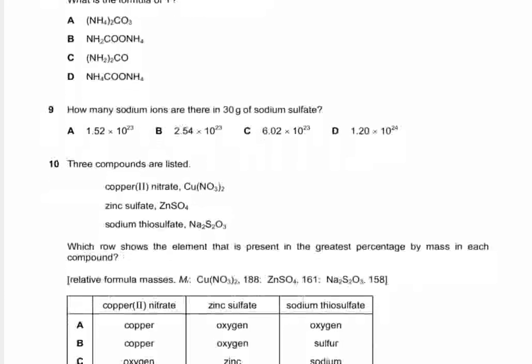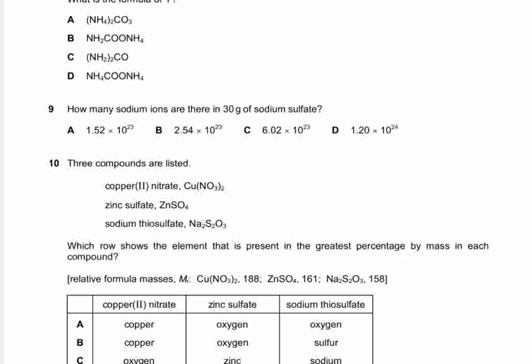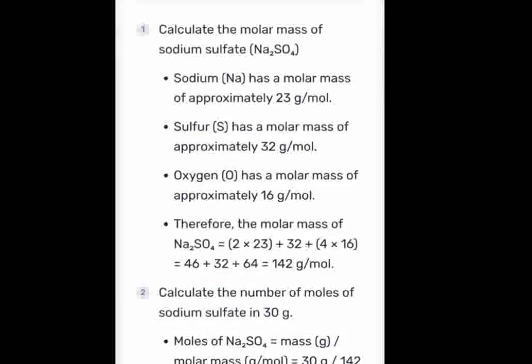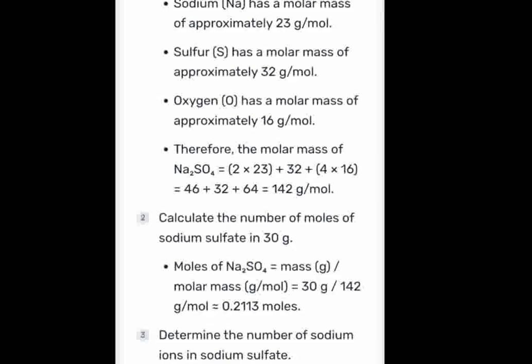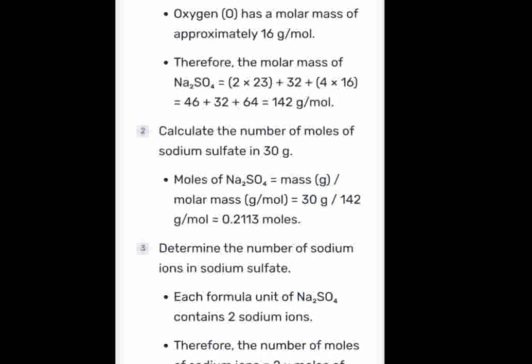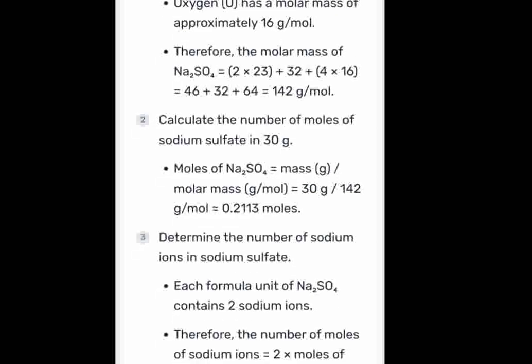Then for question number 9, how many sodium ions are there in 30 grams of sodium sulfate? Here we have the solution of this numerical. You calculate the molar mass of sodium sulfate, as sodium is 23, sulfur 32, oxygen 16. You have to multiply 2 by 23, plus 32, plus 16 by 4, giving 142. That is the molar mass, and then you have to calculate moles. Moles is equal to mass divided by molar mass. Then we have the formula unit, because we have two sodium ions here.